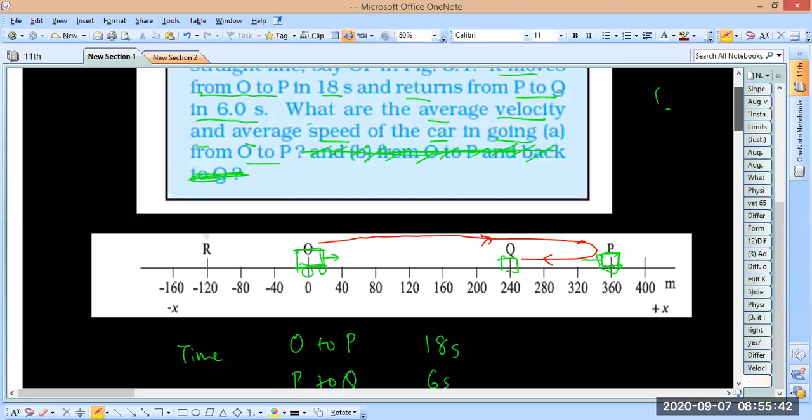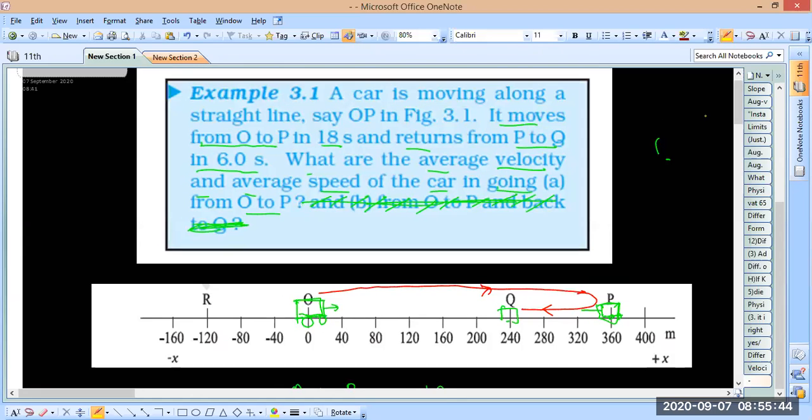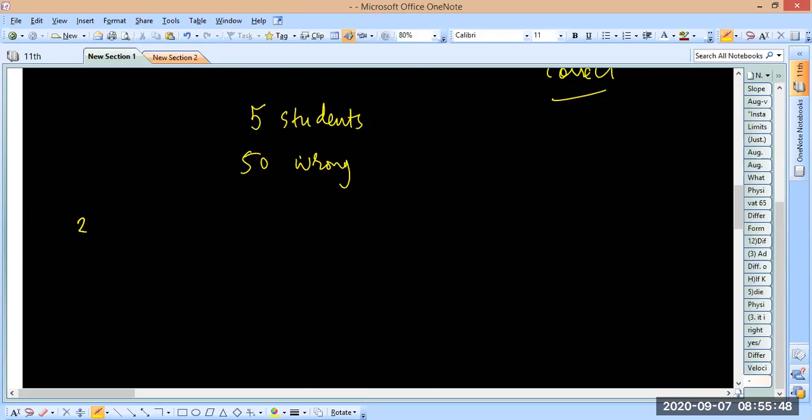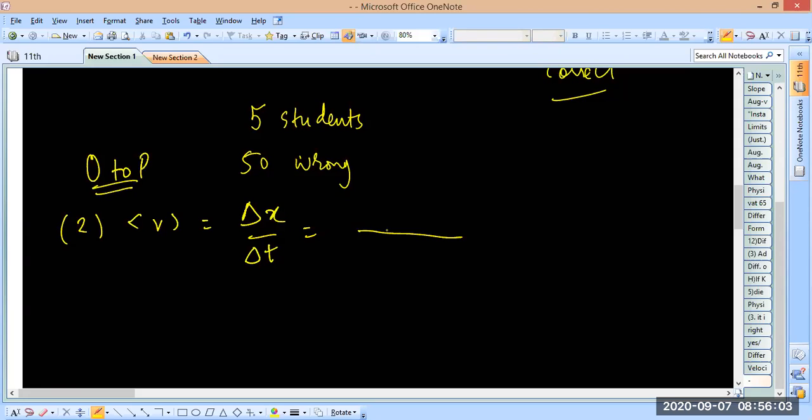What do we have to find? We have to find average velocity. All right, average velocity. Any formula from the already discussed theory, we will not write again. Average velocity is delta x by delta t. Okay, everyone, be careful. Time interval, how much? O to P. We are still talking about O to P. Time interval, 18 seconds, right?